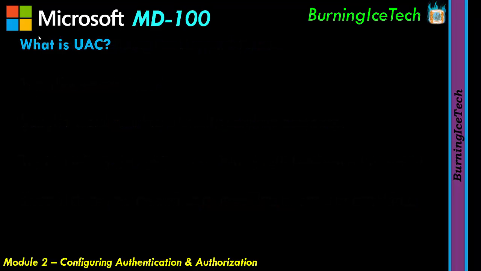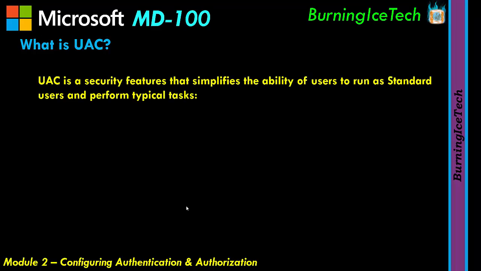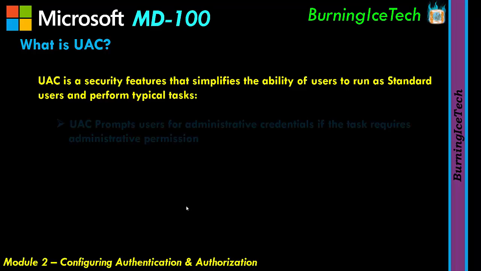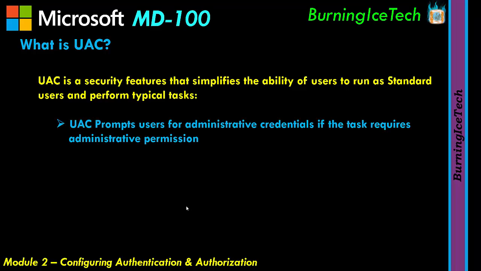What is UAC? First of all, UAC is a security feature that simplifies the ability of users to run as standard users and perform typical tasks. For example, UAC prompts users for administrative credentials if the task requires administrative permission. So your normal conventional standard users can't just go and willy-nilly do whatever they want on a normal machine. They have to, in some cases, provide credentials proving they are allowed to do what they're about to do.